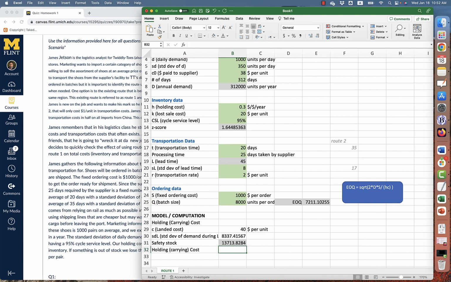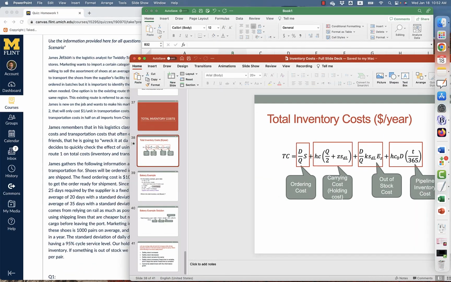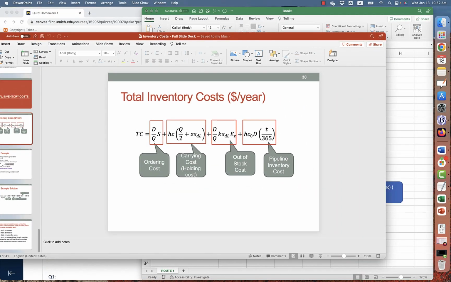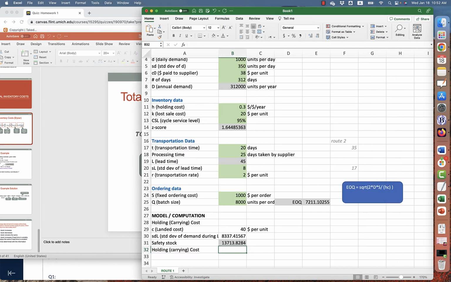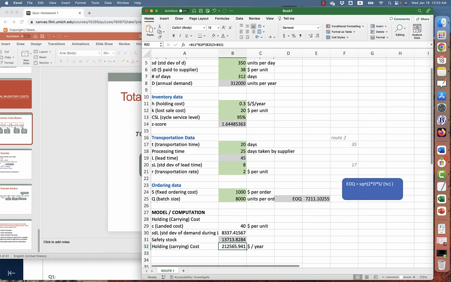So holding cost is going to be H times C, which is the landed cost, times Q, the batch size, 8,000 over 2, plus the safety stock. Very easy formula. We do H, which is 0.3, times C, the landed cost, times bracket open Q, this batch size over 2, plus the safety stock we just computed right here. And that is your carrying cost in dollars per year. Annually, you will spend this much money to carry the inventory.